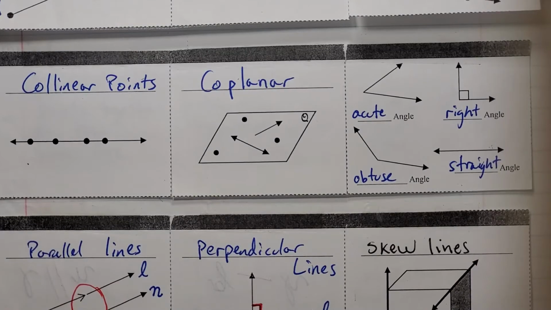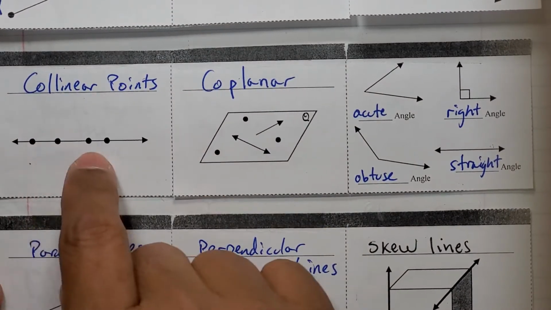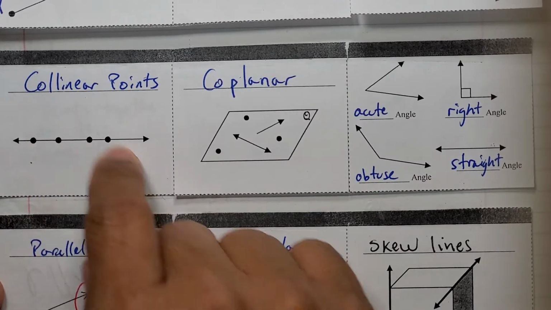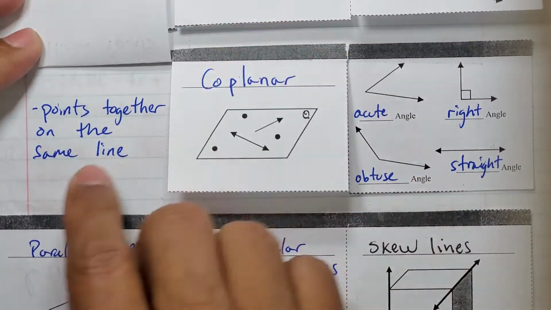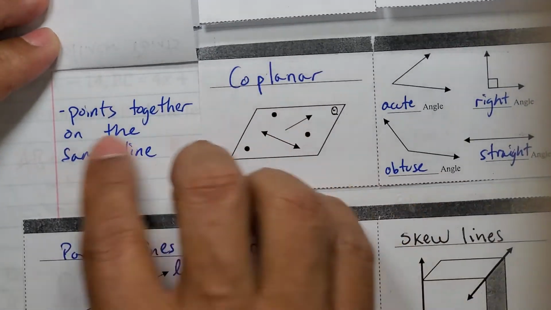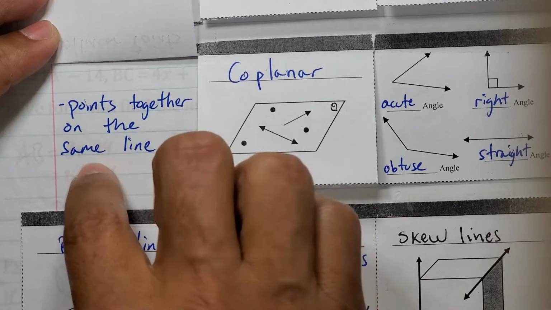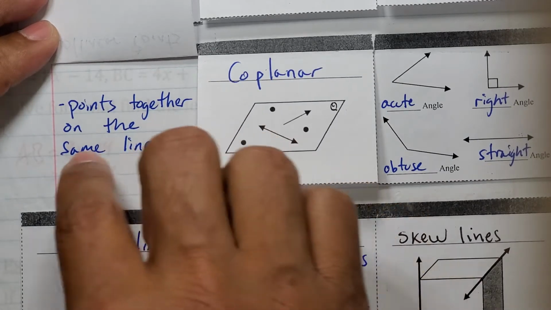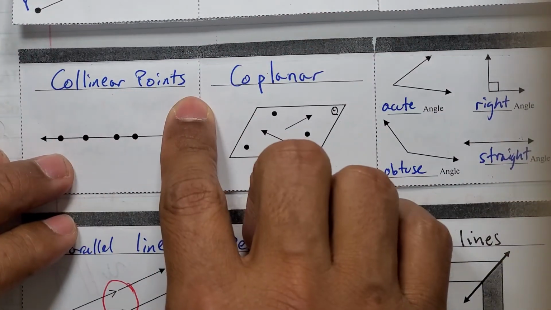Okay, on to the next 3 terms. So collinear points. Collinear, why? Because the points are on the same line, so that's what makes them collinear. So how would you define this one? So this is the definition. It's points together on the same line. Okay, so as long as the points lie on the same line, they are called collinear points.